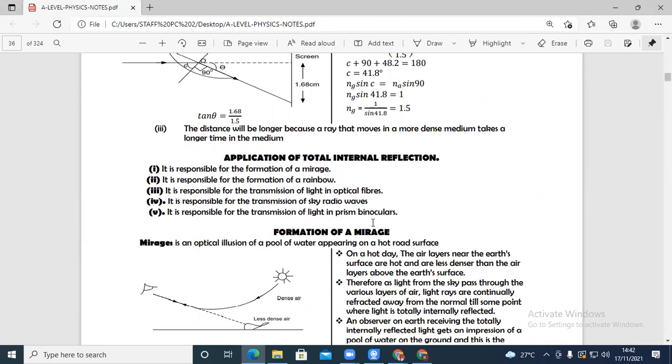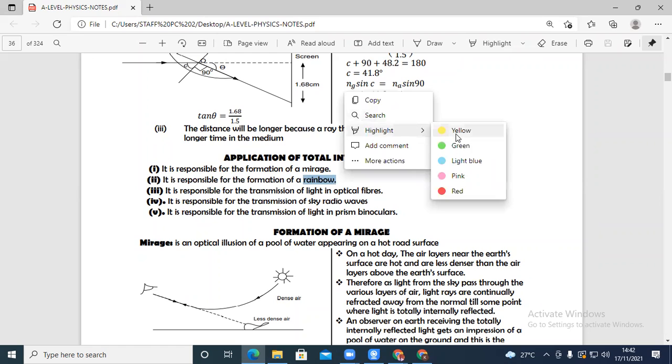When they say state, you just list them: the formation of the mirage, formation of the rainbow, transmission of light in optical fibers, transmission of sky radio waves, and also transmission of light in prism binoculars. Now, formation of a rainbow. You can research about this.